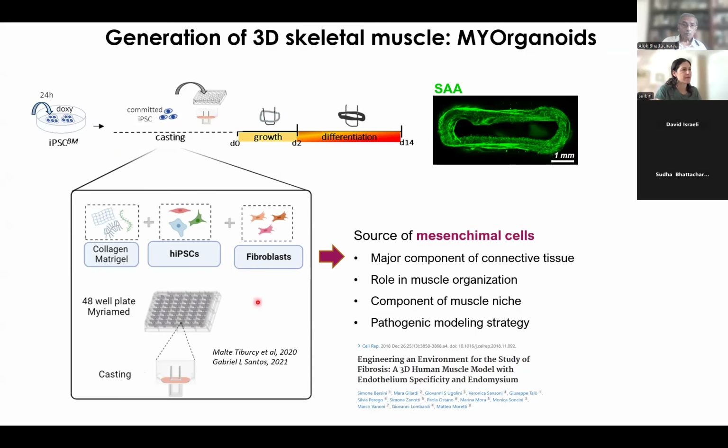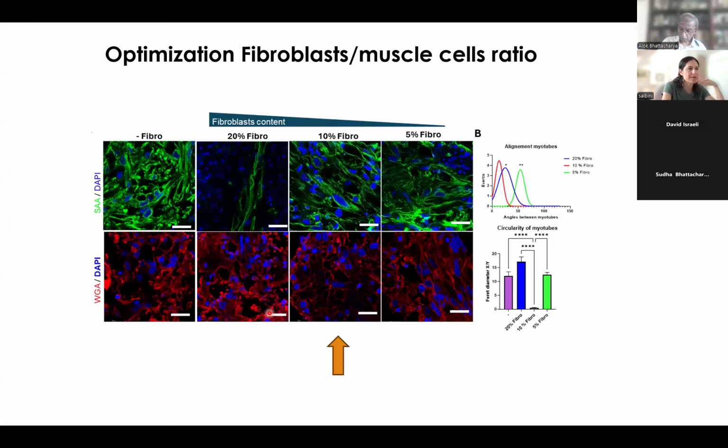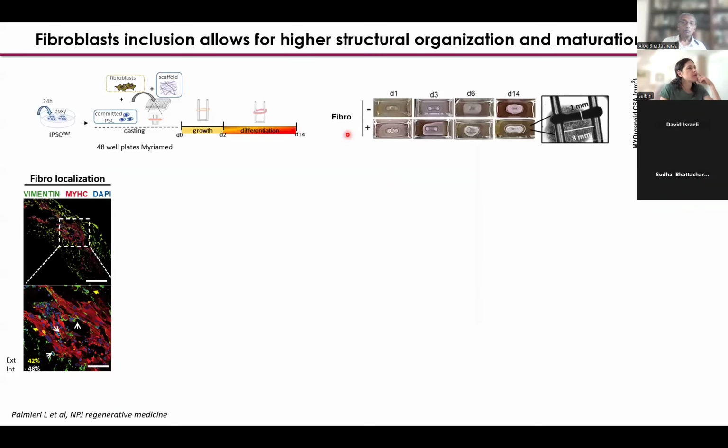I just wanted to emphasize the fact that we added fibroblasts, because fibroblasts are a very important component of the connective tissue, and they really help muscle assembly. We tested several ratios of fibroblasts, and we found that 10% was the best ratio for us to achieve alignment of the myotubes as compared to the other conditions. This also mirrors what is happening in normal muscle, where we have around 5-10% of stromal population. Here is the kinetics that shows the gradual compaction of our organoids from day 1 to day 14. The inclusion of fibroblasts makes the compaction more efficient and also faster.